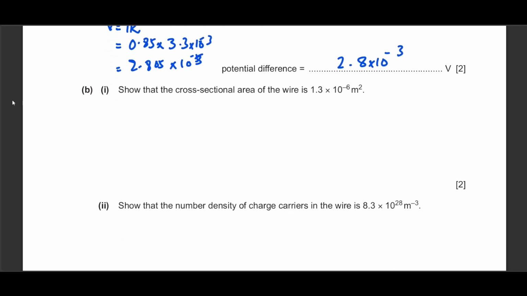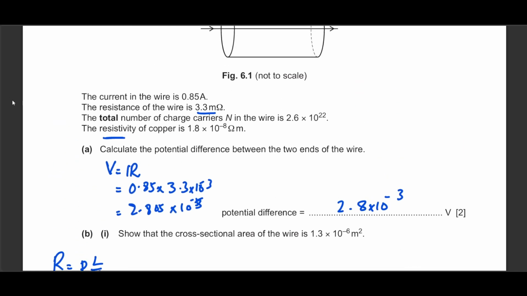Show that the cross-sectional area is this much, no problem. So resistance is equal to rho L over A. Since he's only asking about the cross-sectional area, I don't have to replace it with pi d squared over 4. So the resistance is 3.3 into 10 raised to the power minus 3 equals rho, which is given to you as the resistivity in the question, which is 1.8 into 10 to the power minus 8.